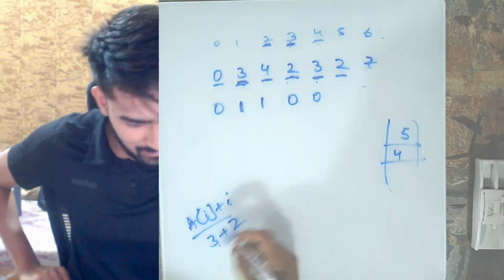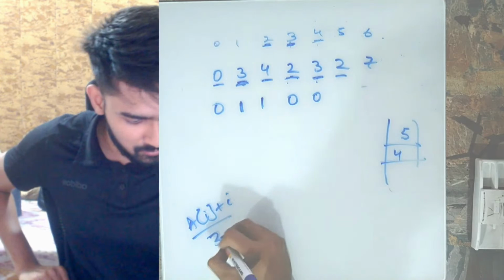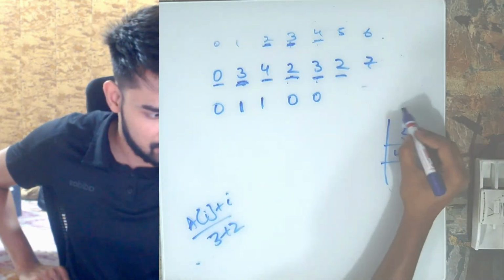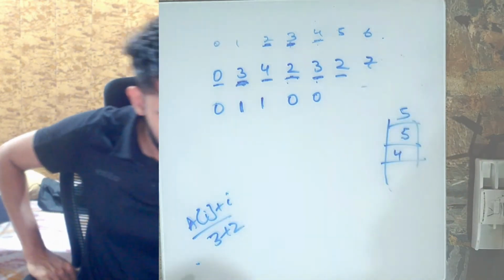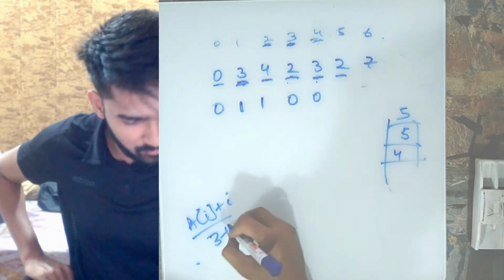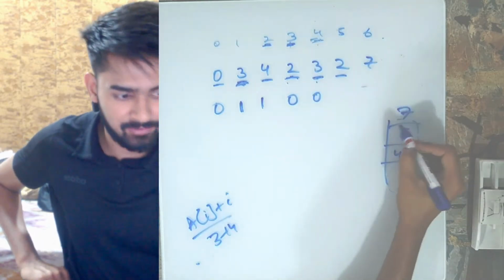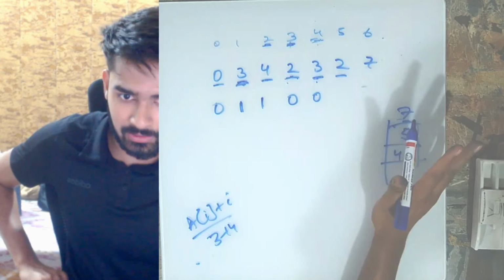Okay, last time it was 2 plus 3. Now it is 3 plus 2. Again 5, so I insert 5. Sorry, it is 3 plus 4. Index is 4, so I insert 7. But since the 7 is of no use, we don't do anything.